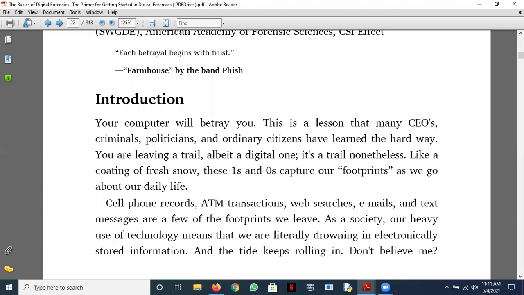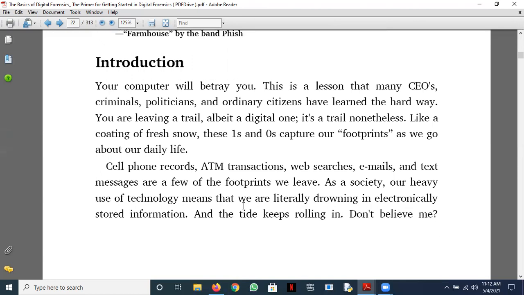See, we are literally drowning in electronically stored information. I hope you agree with that. We are relying too much on our mobiles, on our laptops, on the digital media, on digital entertainment. It's a deluge, it's a flood of that, and we are sort of drowning in it.